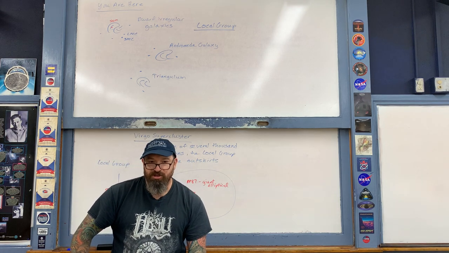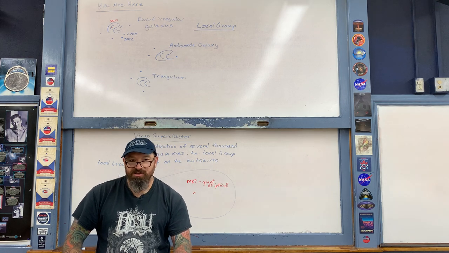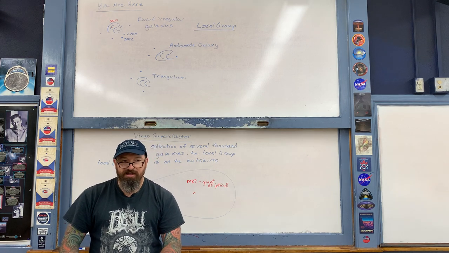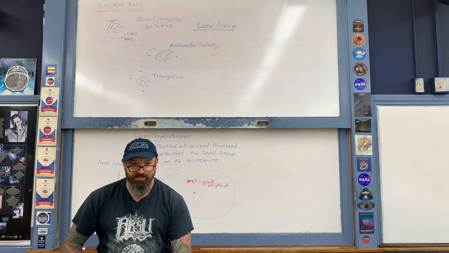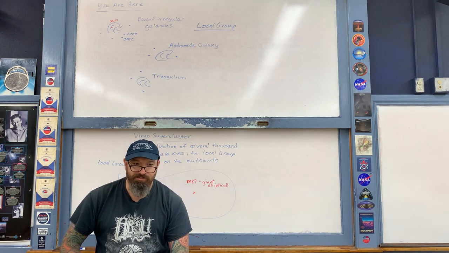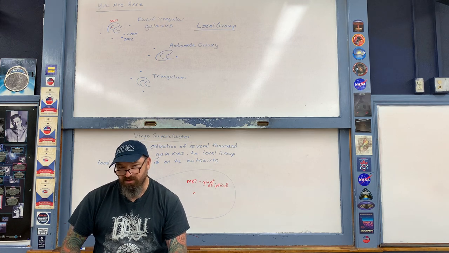M87 is truly gigantic. The amount of stars that are contained within this galaxy is in the neighborhood of several trillion. So it is a lot larger than the Milky Way. The Milky Way, for example, contains several hundred billion stars.